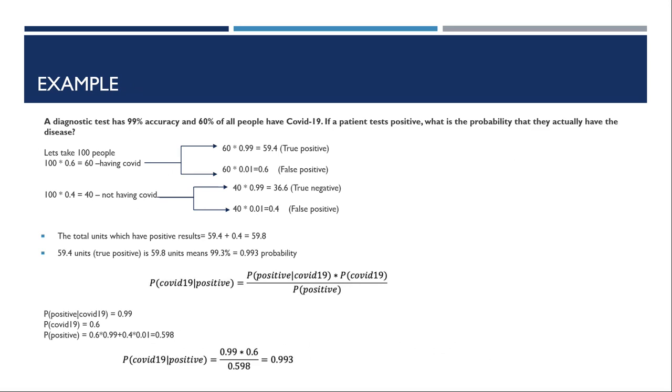For better understanding, let's take a problem. As you know, COVID-19 tests are common nowadays, but some results of tests are not true. Let's assume a diagnostic test has 99% accuracy and 60% of all people have COVID-19. If a patient tests positive, what is the probability that they actually have the disease?